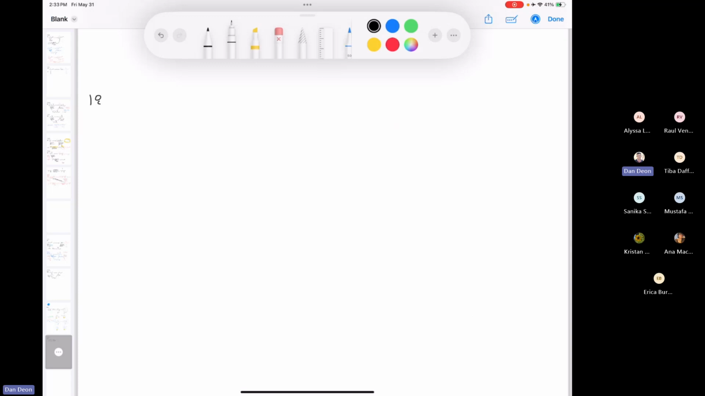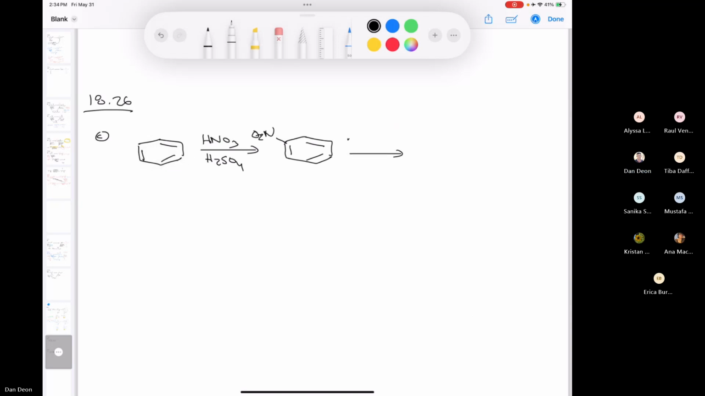So this is 18.26 C. We start out with benzene. We're going to do our nitration. Sorry about that. We're going to make nitrobenzene, same way we always do. Then we're going to reduce it. We're going to use zinc and HCl, and we'll heat that up, and that's going to make aniline. So we have our amino group.